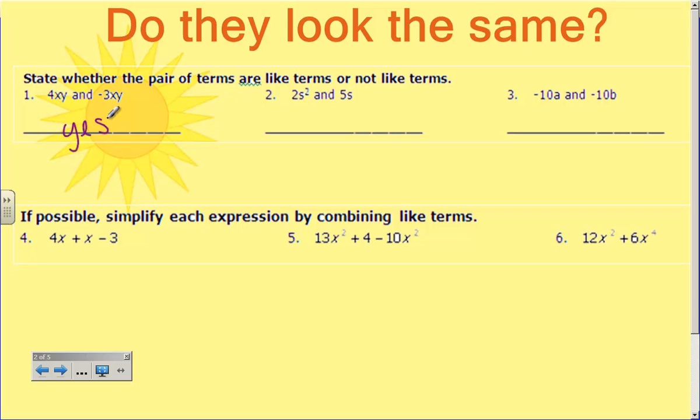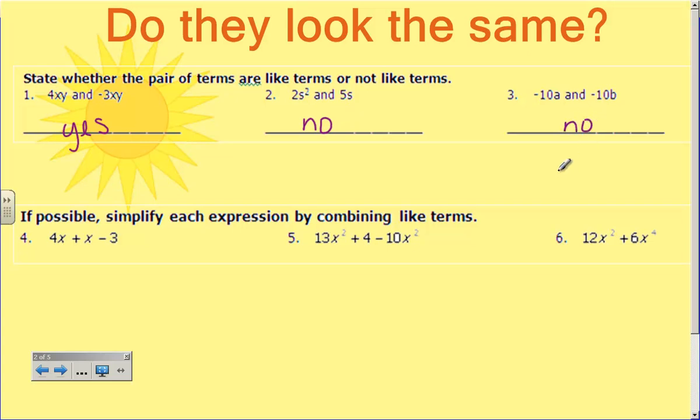Number 2, you have 2s squared and 5s. Looking at the variable parts, you have s squared and then just an s. Since they don't share exponents, they are not like terms. So I'll give you just a second. Look at number 3, decide yes or no if they are like terms or not. Remember, just look at the variable part.